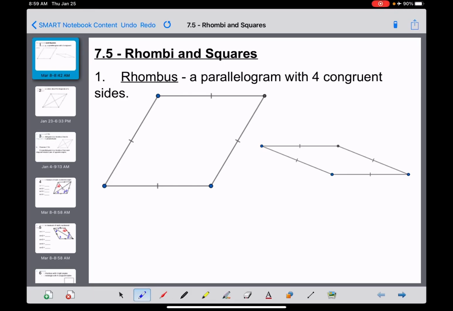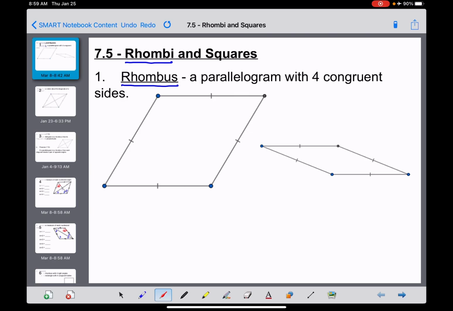Okay, in section 7.4, we talked about rectangles as we're getting into more specific types of quadrilaterals here. Now in 7.5, we move on into two new shapes here, rhombi and squares. So if you're not familiar with the word, rhombi is the plural of the word rhombus. So we start with that definition here, and a rhombus is defined as a parallelogram with four congruent sides.